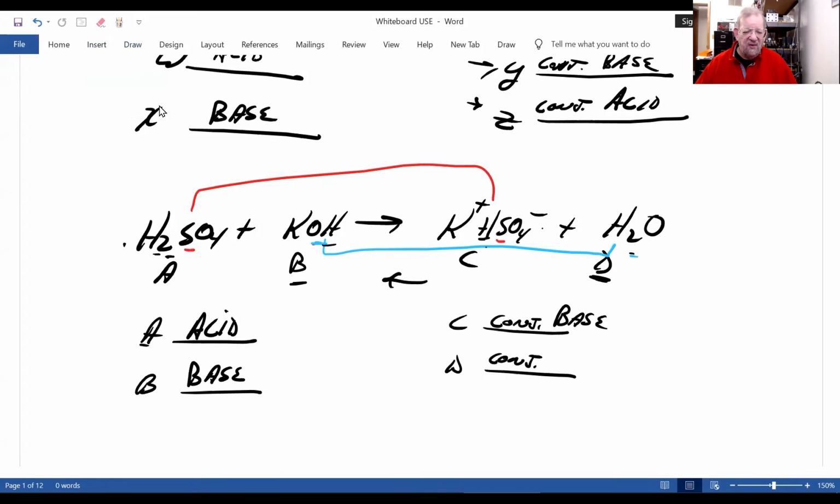And if we look at going the other way from D to B, has it gained a proton? Count the hydrogens, they are lost. 2 to 1, it's lost a proton. What's something that loses or donates a proton? That's an acid. So A is an acid, B is a base, C is the conjugate base, D is the conjugate acid. And that's how you do that.